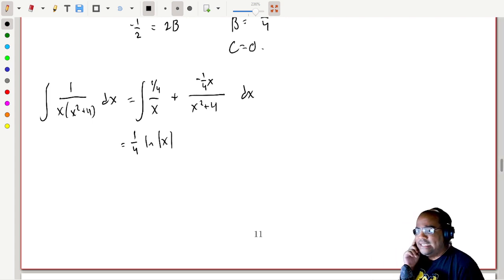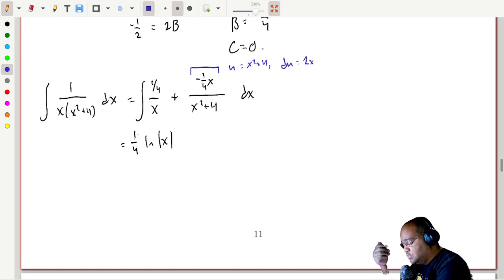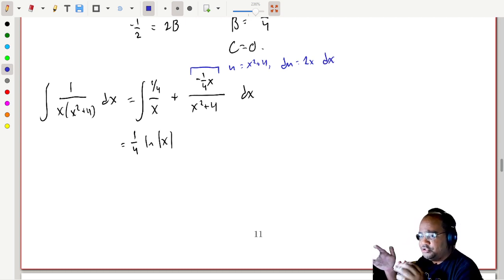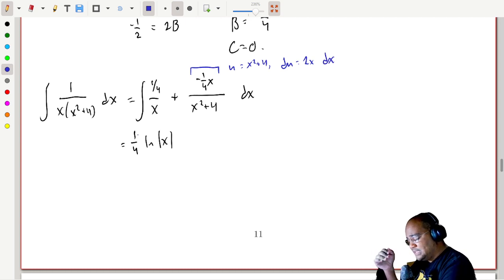But how about the second? You can attack the second in a couple of different ways. Probably the more natural is the substitution here. Just go ahead and set u equal to x squared plus 4. So du is equal to 2x dx. Now remember in u substitution, I want to try to play for the match. So if I divide both sides by 2, I get 1/2 du equals x dx.